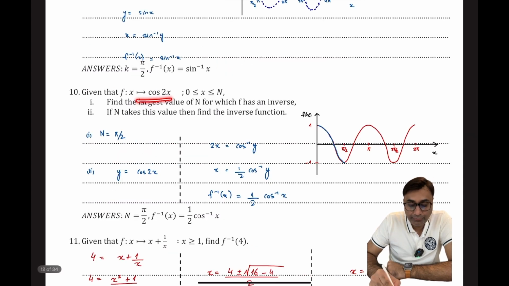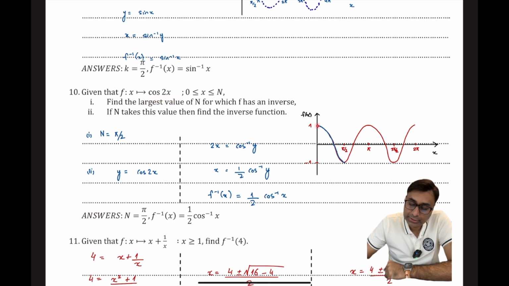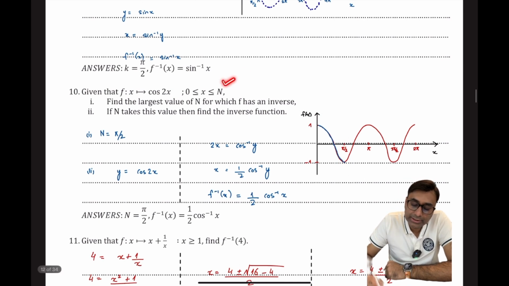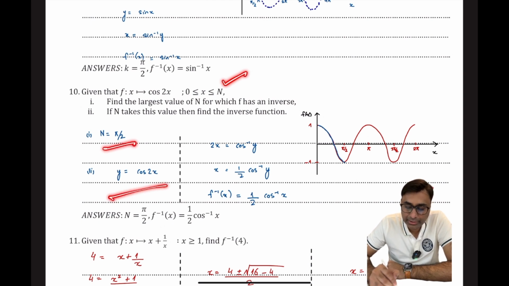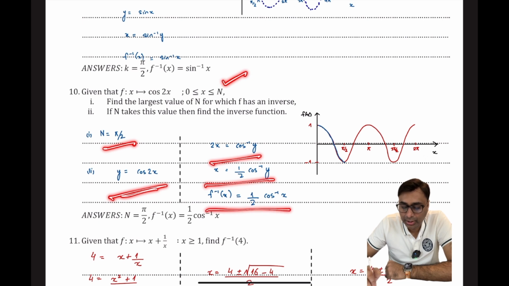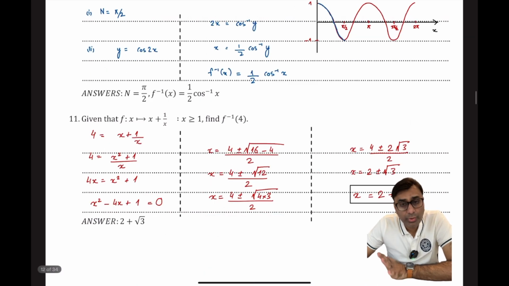Another example, if you have a function which is cos 2x and you sketch the graph, you will see that it starts from a maximum value, and then because it's cos 2x, it turns at pi by 2. So it keeps on decreasing, and then after pi by 2, it increases. So pi by 2 is the value where it starts repeating itself. So the largest value of n that I can take is going to be pi by 2. And after taking that value of n, I can simply find the inverse function by following the basic step.